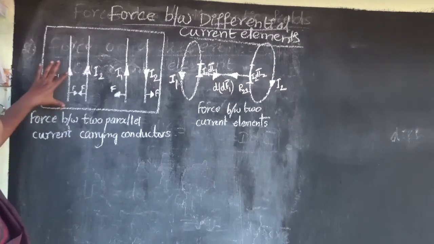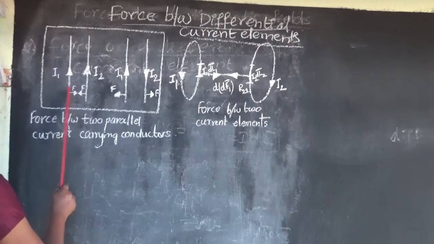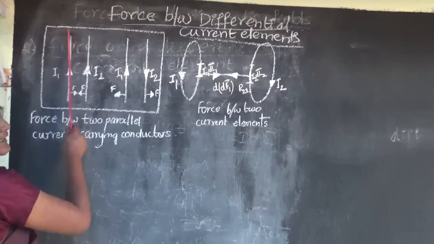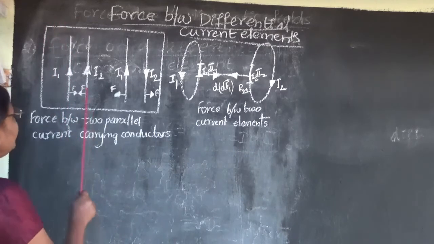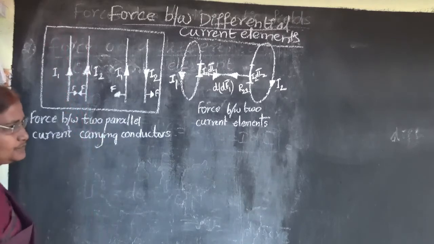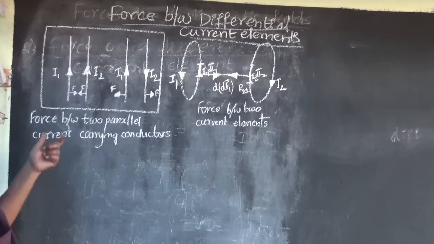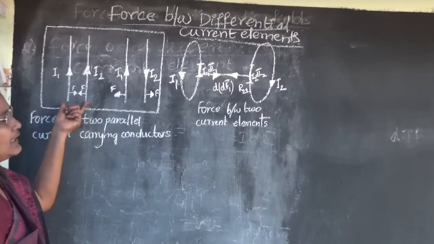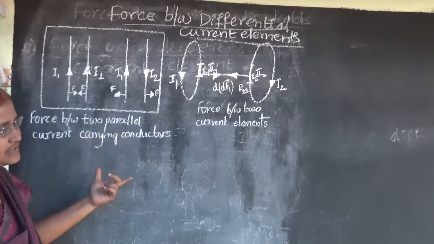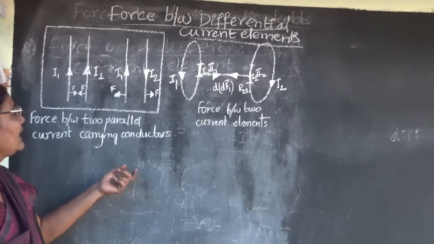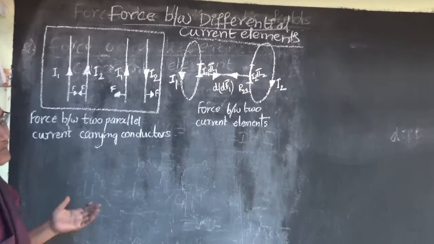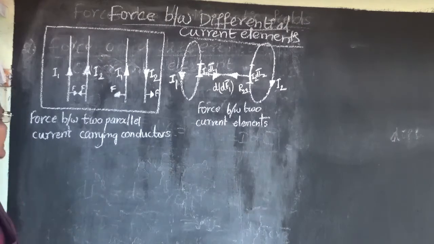Here we see a current carrying conductor carrying current I1, and this is another conductor carrying another current I2. We know that like charges will repel each other and unlike charges will attract each other. That is the topic in electrostatics.